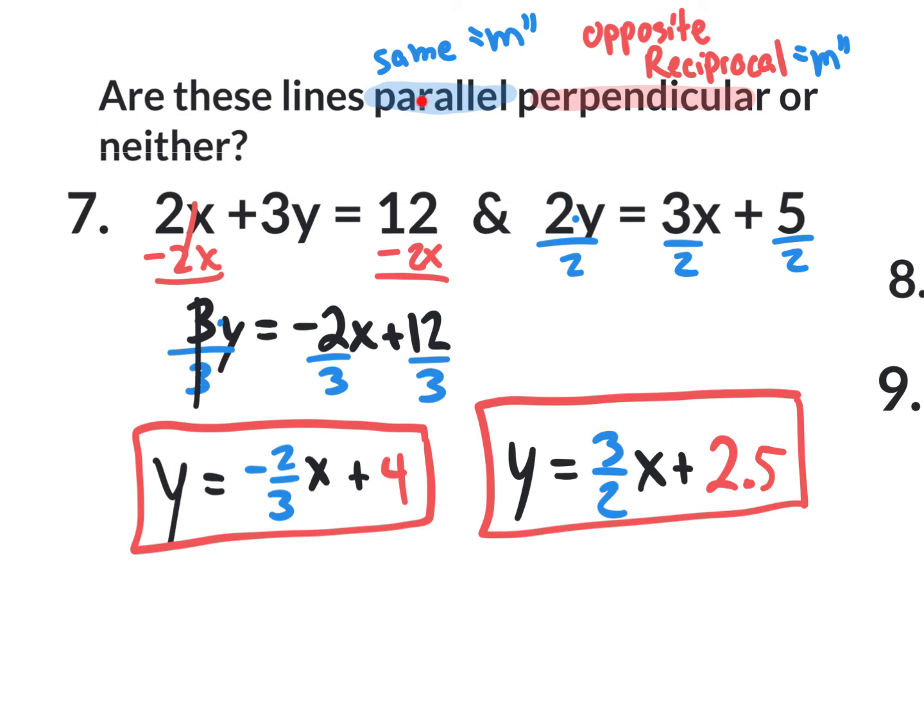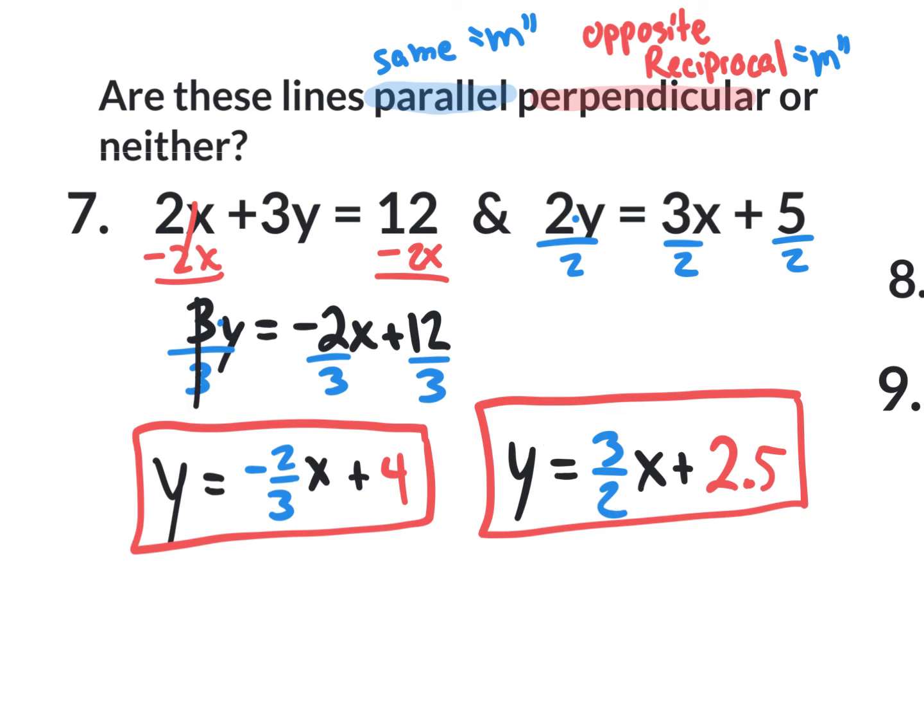So they're not parallel. So are they perpendicular? Are they opposite reciprocal slopes? Now, what do I mean by opposite? This is a negative. What's opposite of a negative? Positive. Okay, so far they are opposite. How about reciprocal? This 2/3, if you flip it, what'll it say? It'll say 3 halves. If you flip it, it'll say 2/3. So these truly are opposite reciprocal slopes.